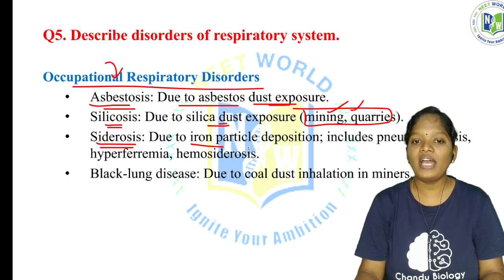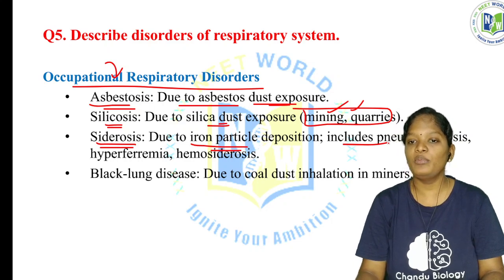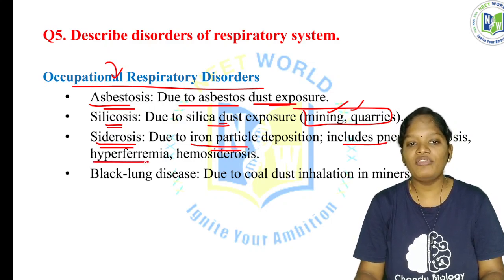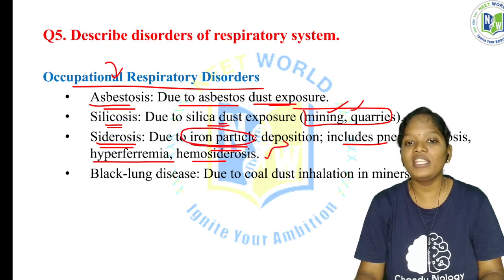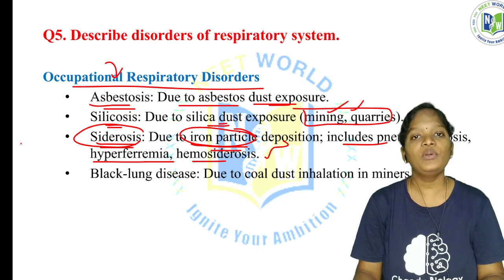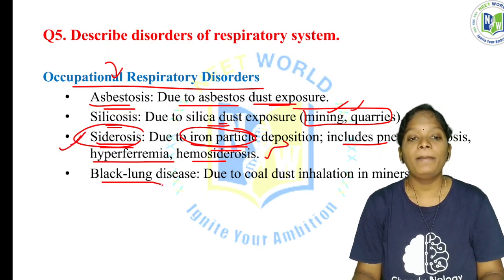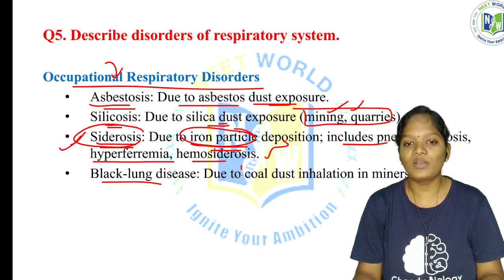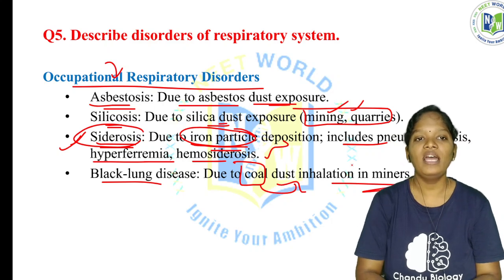Siderosis is due to iron particle deposition, which includes pneumoconiosis, hyperferremia and hemosiderosis. These are all iron particles. Sideron refers to iron ore, and that is why the disease is called siderosis. Black lung disease is caused by coal dust inhalation. It is specifically seen in miners.